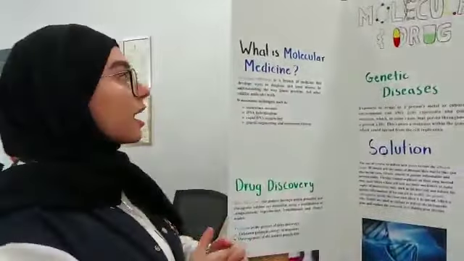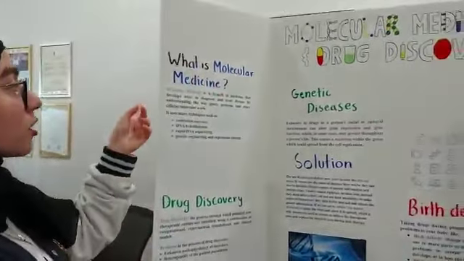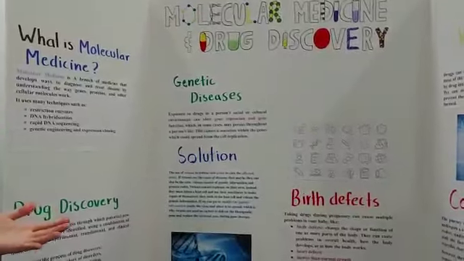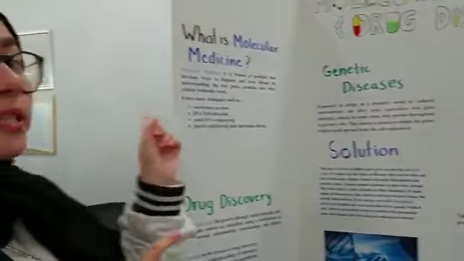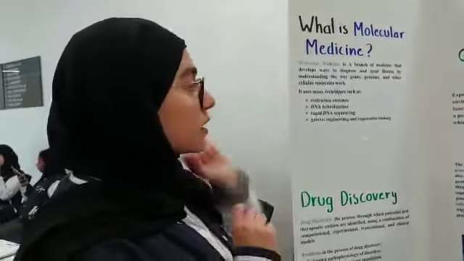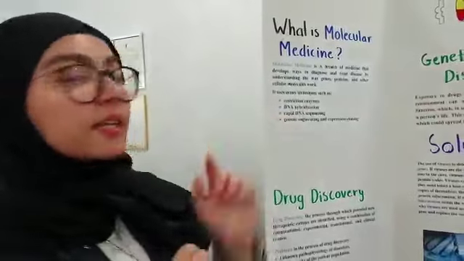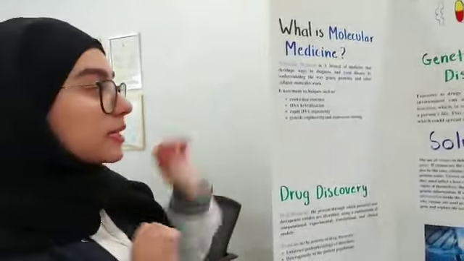Drug industry and how they fix using molecular medicine. So molecular medicine is a branch of medicine that helps you to diagnose and treat multiple diseases by understanding the way genes and proteins act. It uses many techniques such as restriction enzymes, DNA hybridization, rapid DNA sequencing, and genetic engineering. I'm going to be focusing on genetic engineering and rapid DNA sequencing.